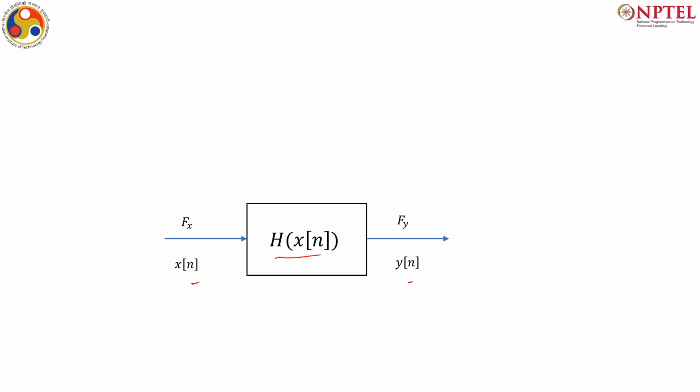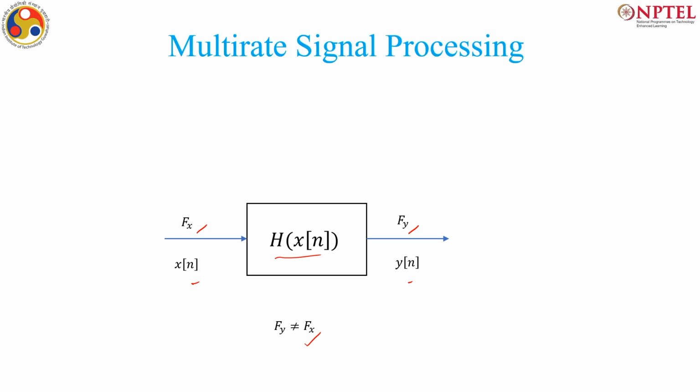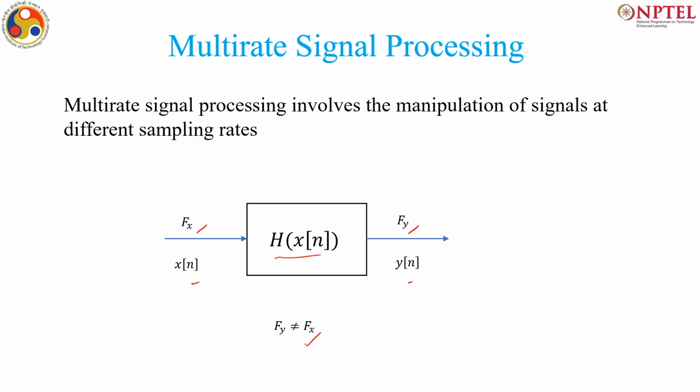But imagine a system where the input and output sampling rates are different. Like input sampling rate is f of x, output sampling rate is f of y, and f of x and f of y are different from each other. So, this kind of system is called a multirate signal processing system. Here it involves manipulation of signals at different sampling rates.